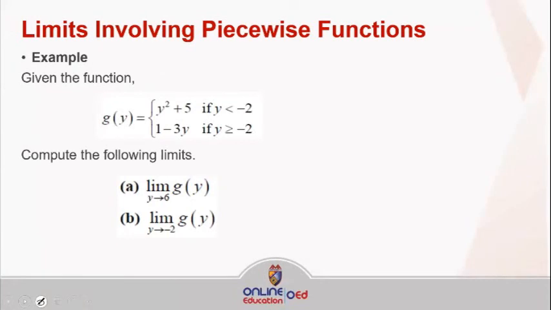For the limits involving a piecewise function, we have the given function g of y. We have y squared plus 5 if y is less than negative 2, and 1 minus 3y if y is greater than or equal to negative 2. We are to compute the limit of g of y as y approaches 6, and for part b, the limit of g of y as y approaches negative 2.